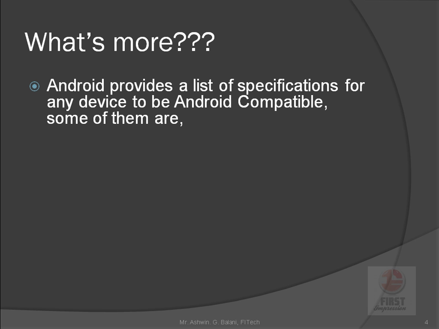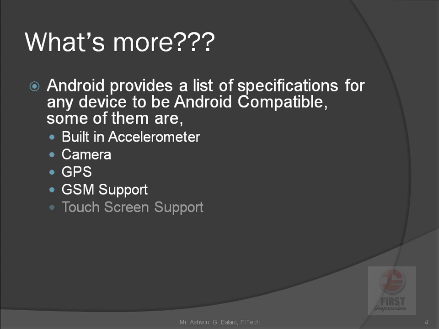Whenever a device has to be an Android compatible device, Android has given some specifications for that. These specifications are that the device must have a built-in accelerometer. The meaning of an accelerometer is that whenever you keep the device horizontal, the photograph will turn, or the complete layout of the device will turn. When you keep it vertical, the layout of the device will again turn. This is with the help of the accelerometer. Then you should have a camera, GPS, GSM support, touchscreen support, and a powerful processor at its core.